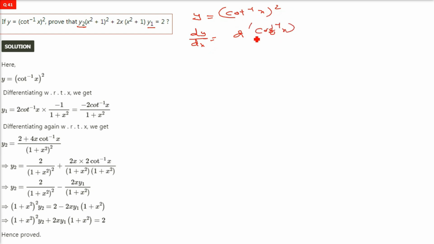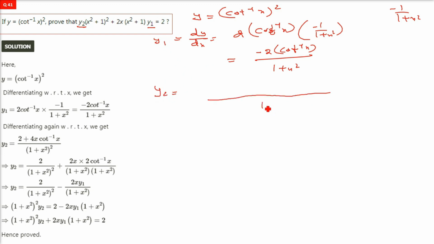Then differentiation of cot inverse x is negative 1 by 1 plus x square. So what do you get? Minus 2 cot inverse x divided by 1 plus x square. This is your y1, you can call it dy by dx. Now y2, that is d2y by dx2, we are going to find out.